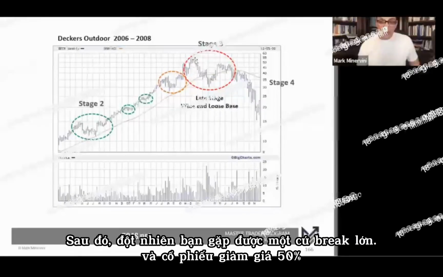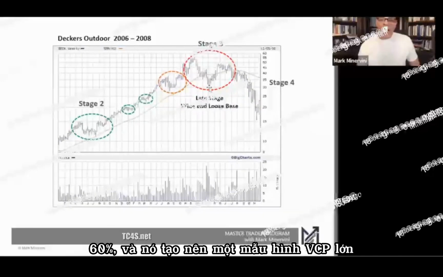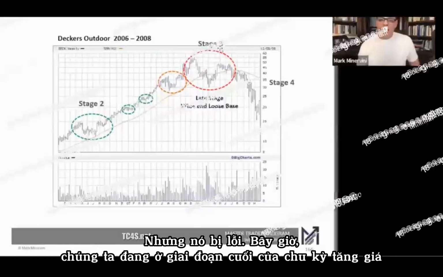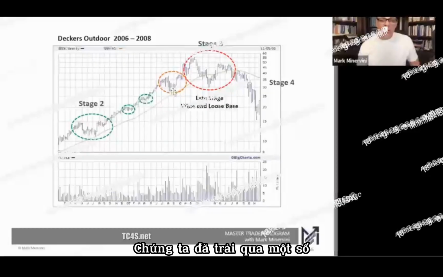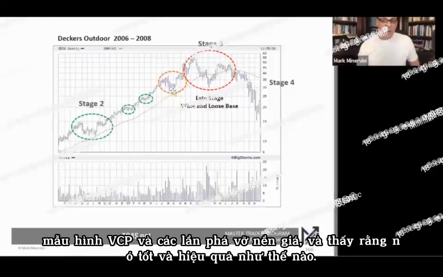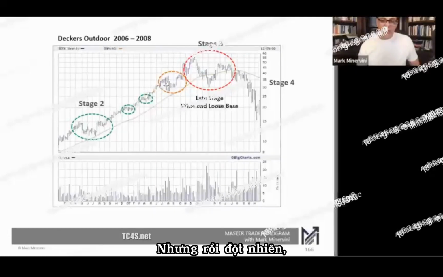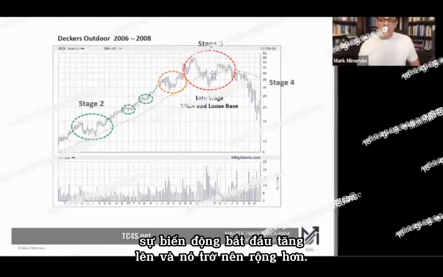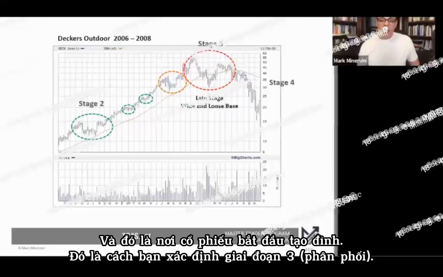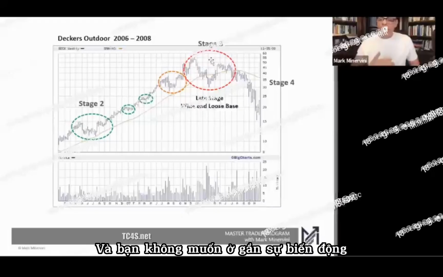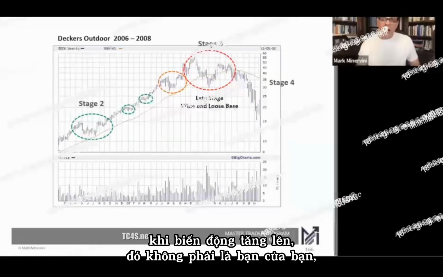Now the stock comes off 50, 60%, and it still forms that big cup with handle VCP, but this is faulty now. We're late stage. We've already gone through a number of VCPs and base breakouts, and see how nice and efficient this is. But then all of a sudden, the volatility starts picking up, and it gets wider and wider, and that's where you start topping. That's how you identify stage 3. The volatility starts picking up, and you don't want to be anywhere around the volatility. When volatility picks up, that's not your friend.